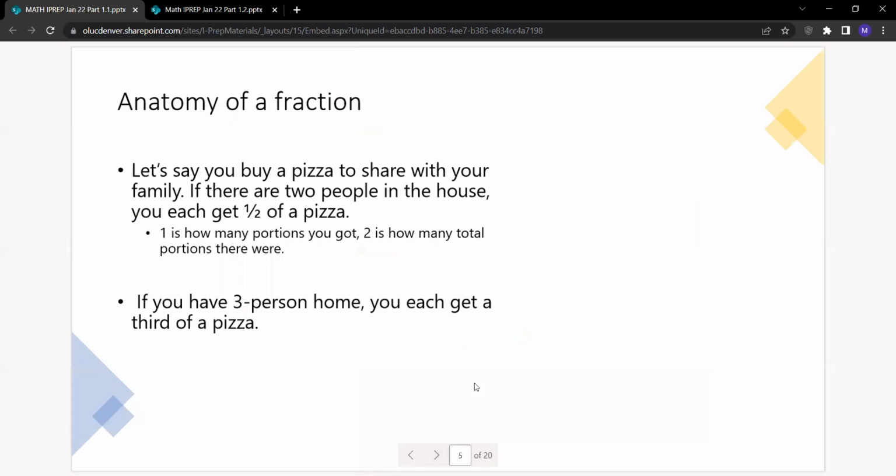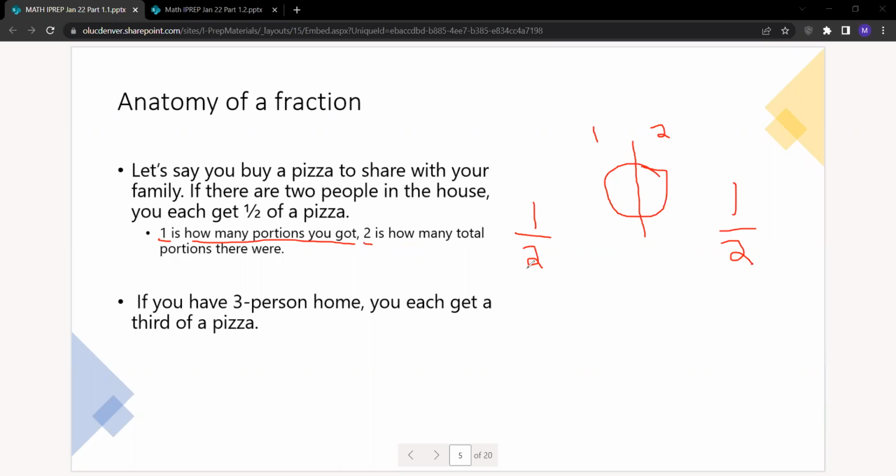So let's talk about the anatomy of a fraction. Let's say you buy a pizza to share with your family. If there are 2 people in your house, then you each get half of a pizza. So as we talked about earlier, you have this pizza, and if we cut it in half, right, you have 2 people. This is person 1, person 2. You each get half of the pizza. So we look at that fraction like this, right? You have 1/2. So that 1 is how many portions you get. So person 1 gets 1 portion, person 2 also gets that 1 portion.